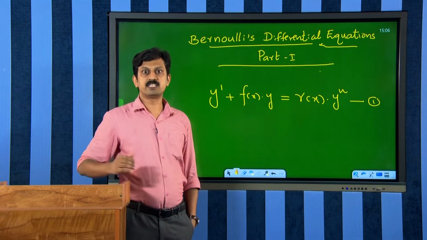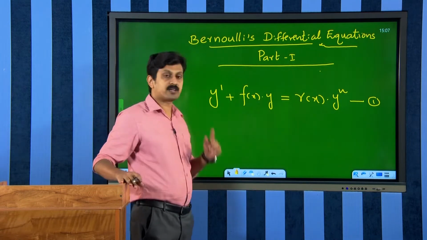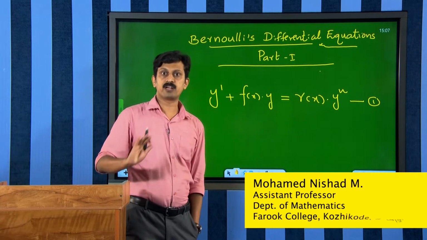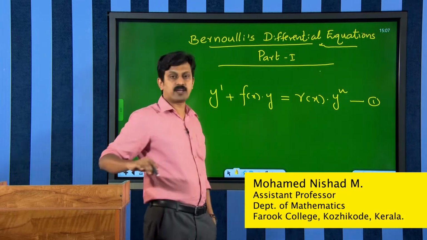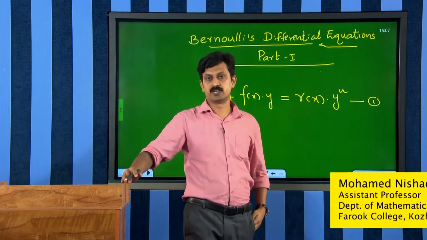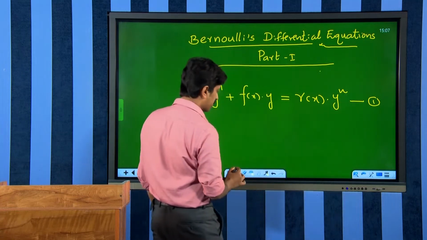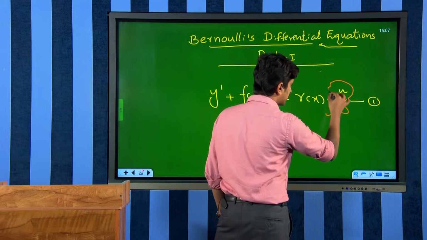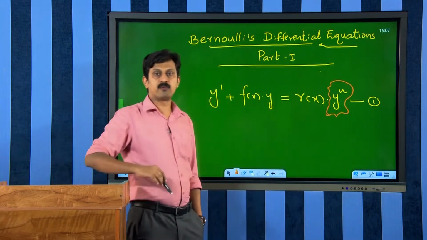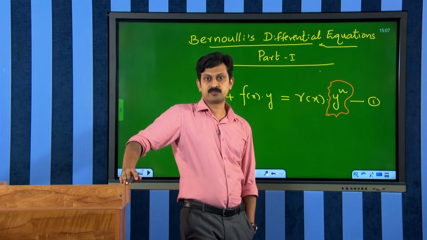We already discussed the linear differential equation. As we all know, the first order linear ordinary differential equation is of the form y dash plus f of x into y is equal to r of x into y raised to n. This is what is called the Bernoulli's differential equation. From the linear differential equation, the only additional thing is that a y raised to n is there with a non-homogeneous part.